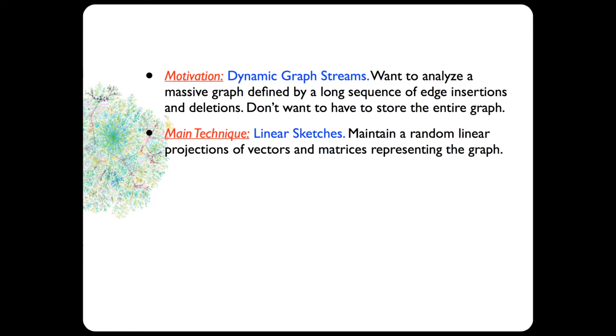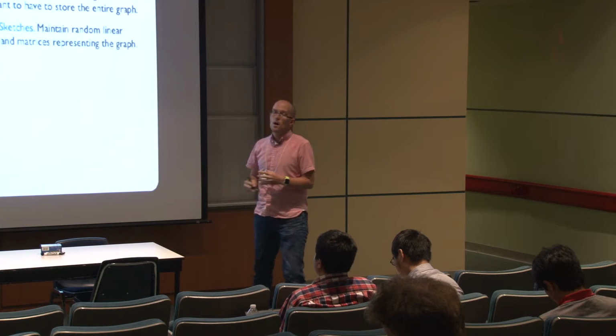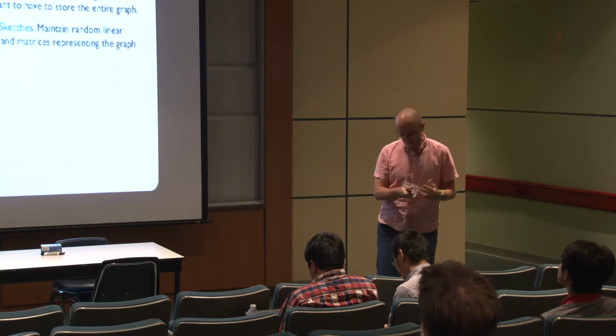Okay? So the main technique when you're trying to process streams with things being added and deleted, incremented or decremented, is to use linear sketches. And so linear sketches are just random linear projections. So in the case of graphs, you're maintaining random linear projections of vectors and matrices that represent data about the graph.